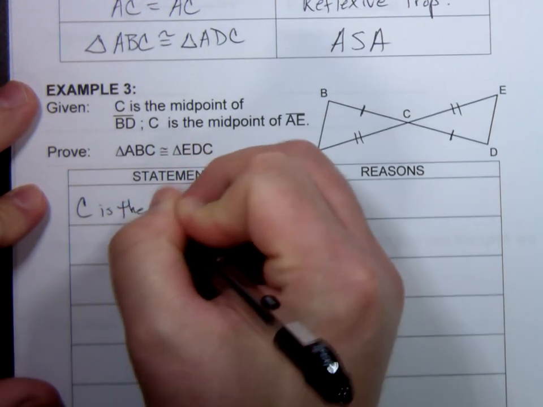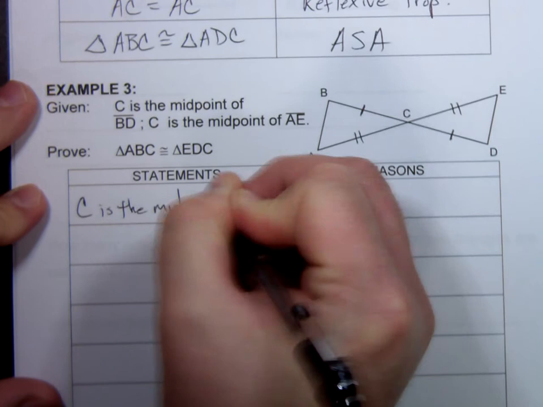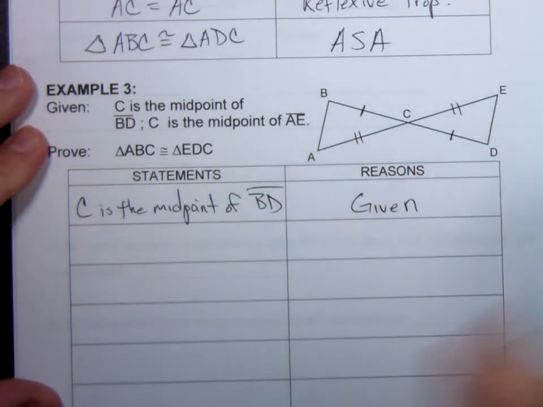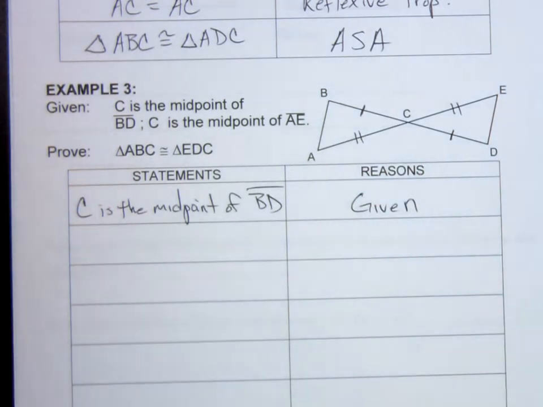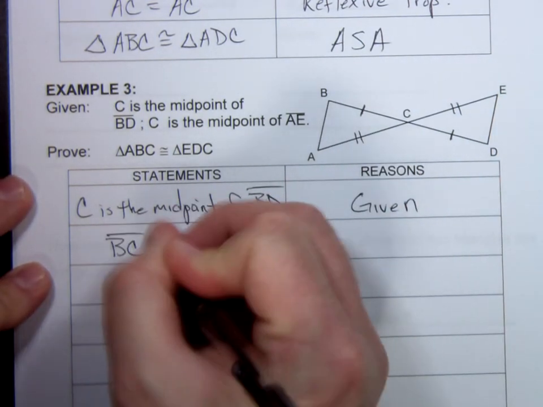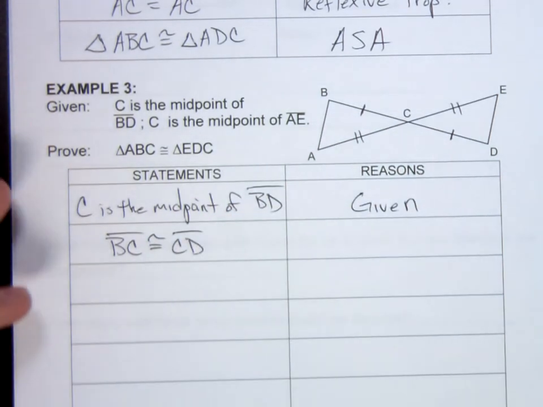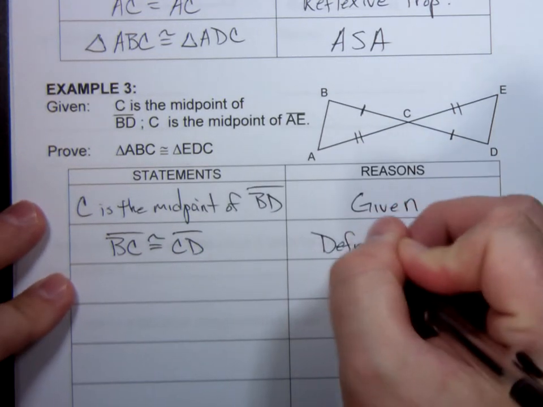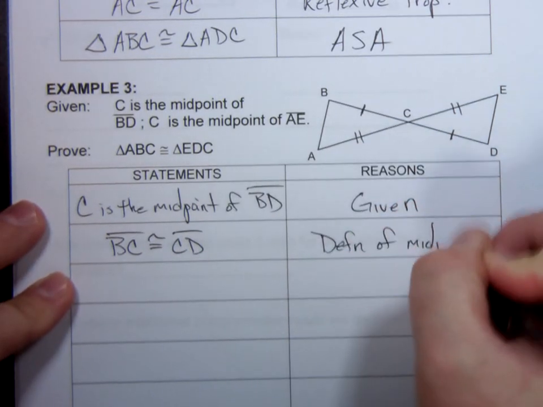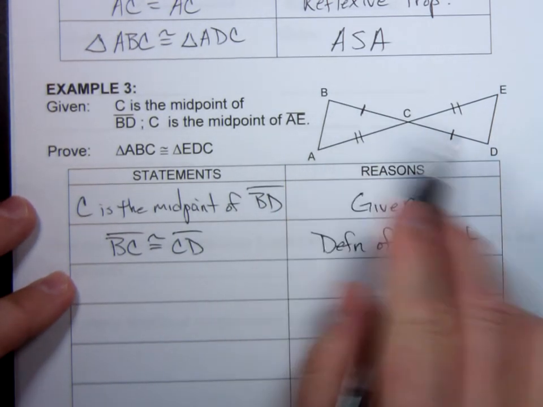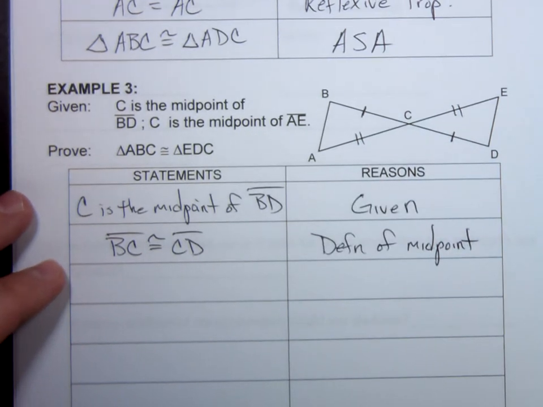C is the midpoint of line segment BD, and I know that's true because it was given. Now because C was the midpoint of line segment BD, I marked a couple things congruent. So I can say line segment BC is congruent to line segment CD. And that was based on the definition of midpoint. Because I know what midpoint means, I knew that it was going to split that into two congruent segments. So I know those are congruent because that's what midpoint told me.